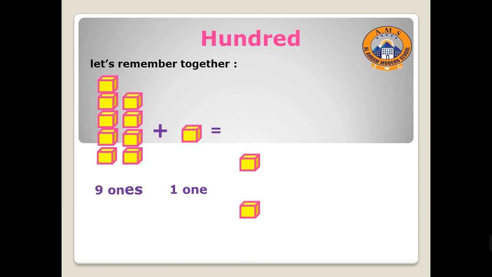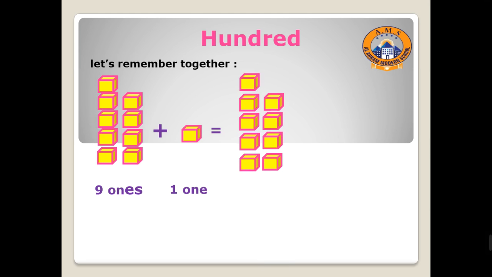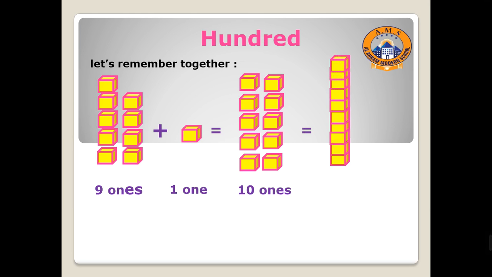Let's count with me. 1, 2, 3, 4, 5, 6, 7, 8, 9, 10 ones. 9 ones plus 1 one equal 10 ones. If you collect them in one model, like this, you can say 1 ten. So 10 ones equal 1 ten.